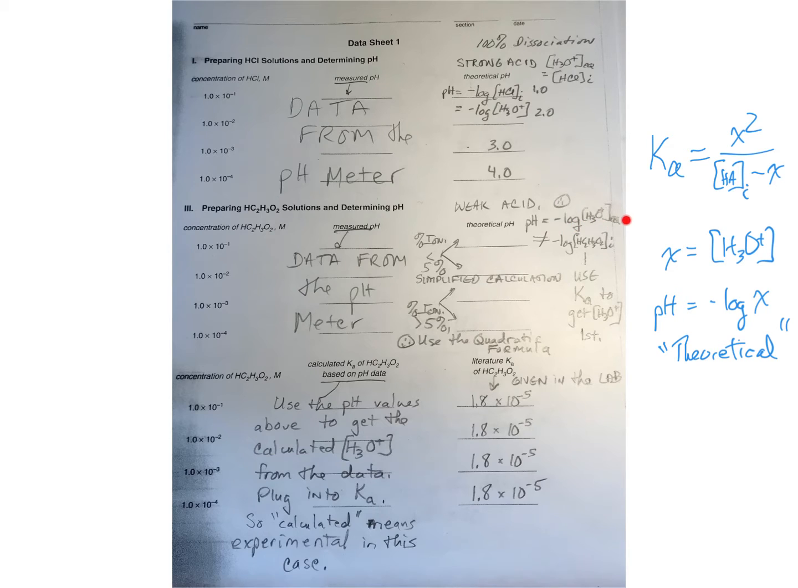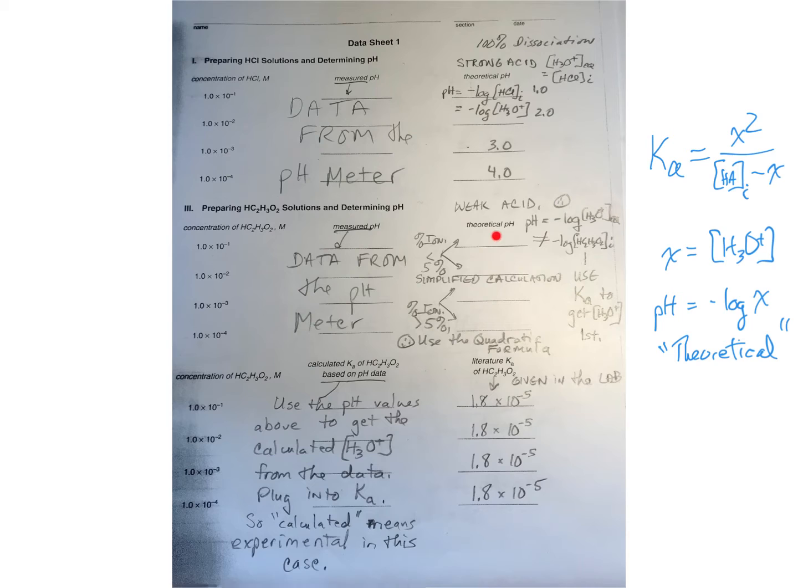Okay, then when you get to the weak acids, the pH is still equal to minus log of H plus at equilibrium. However, that's not the same as the initial concentration of acetic acid because this is a weak acid. So we have to use Ka to get the hydronium first, then take minus the log of that number. So if you recall, it's this sort of standard setup for a Ka problem where X is equal to the concentration of hydronium, and the pH is just minus the log of that X that you get.